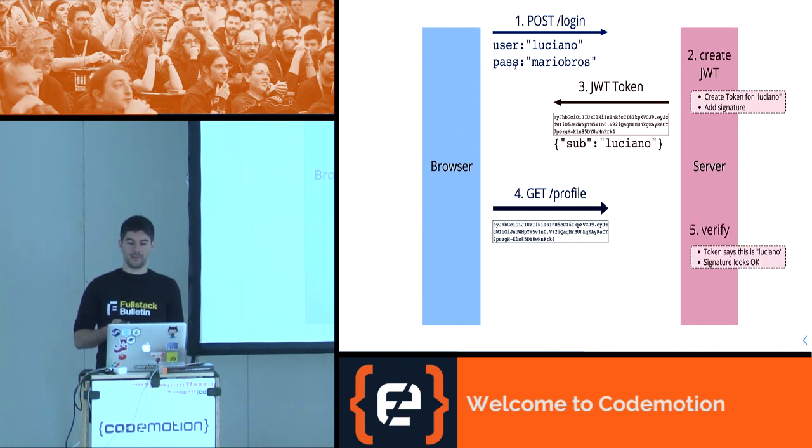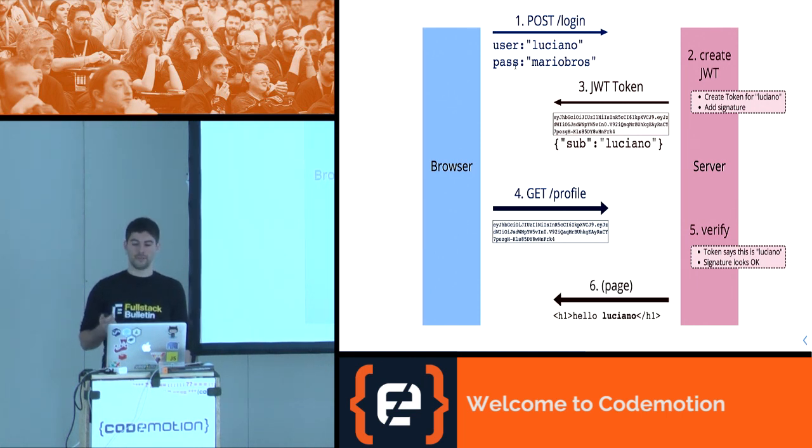And then the server receives, again, this token. This time, it doesn't need to go to a third party to ask, okay, what's the user for which the token was generated, because this information is already inside the token, right? It's one of the claims of the token. The only thing it needs to check is if the signature is valid. If the signature is valid, then it can just say, okay, this is really Luciano, so I can return back the page.